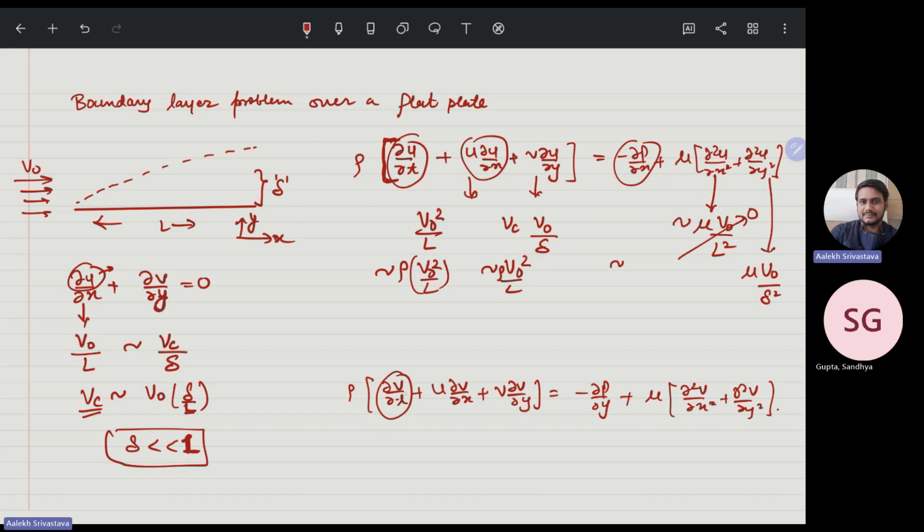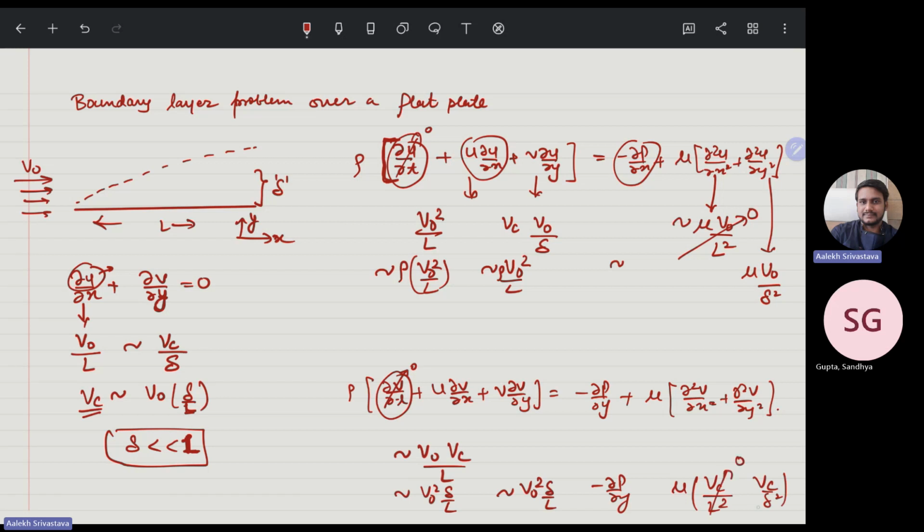Now, this term is already equal to 0 because of the unsteady part. This term is V0 into VC divided by L, and if you substitute, it is V0 square delta by L. Similarly, the other term is also V0 square delta by L. This is minus del P by del Y. And here also you will get VC by L square and VC by delta square.